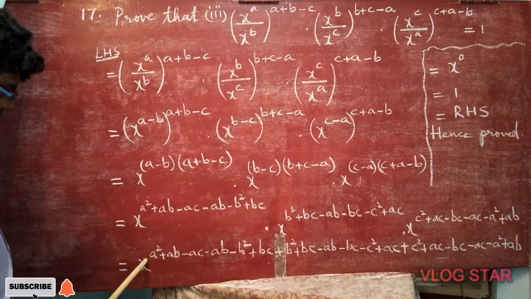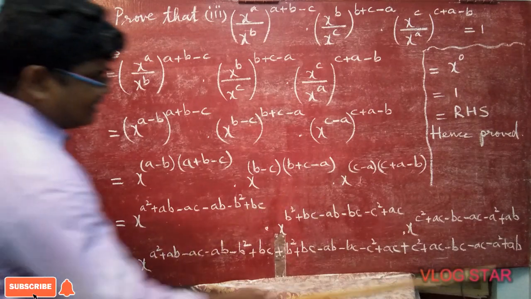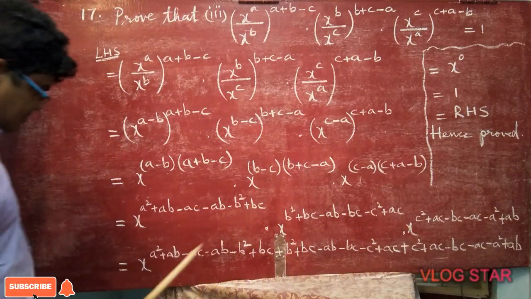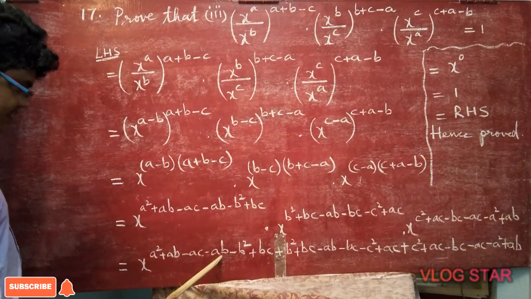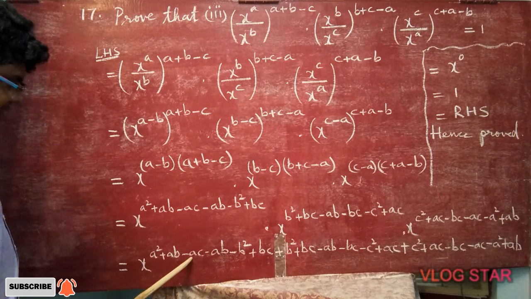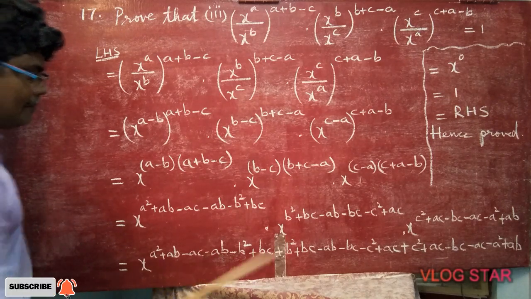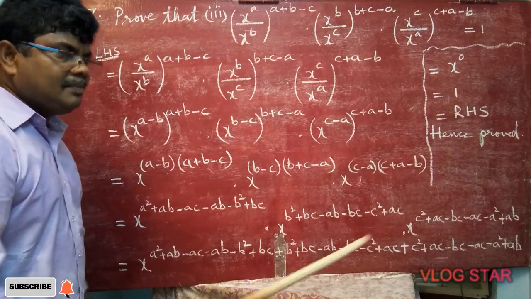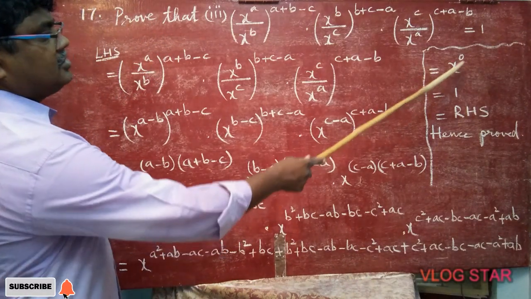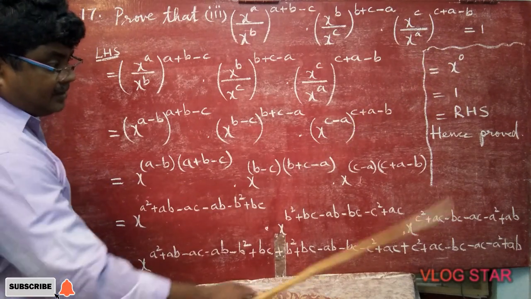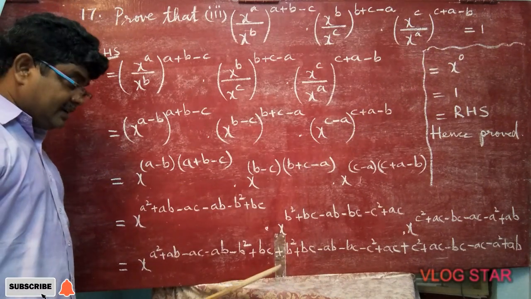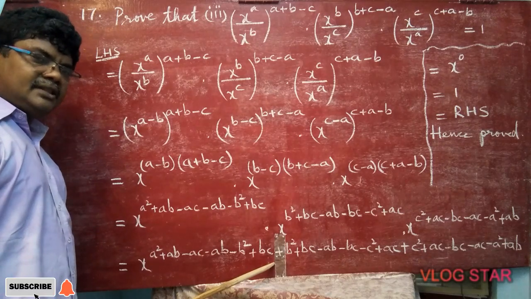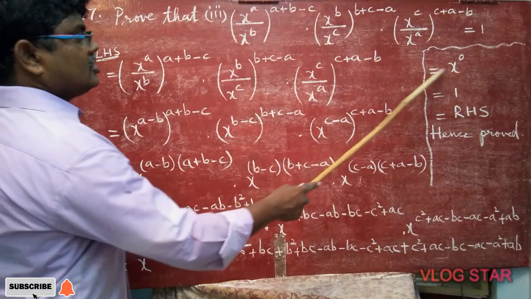If you see carefully, plus a square is there, here minus a square, both get cancelled. Plus ab minus ab cancelled. Minus ac and plus ac. Like that if you check and cancel, everything will be cancelled and x to the power of 0 will be left. I did not cancel everything here, because if I cancel, you can't understand. That's why I did not cancel. Everything will cancel and last, x to the power of 0.